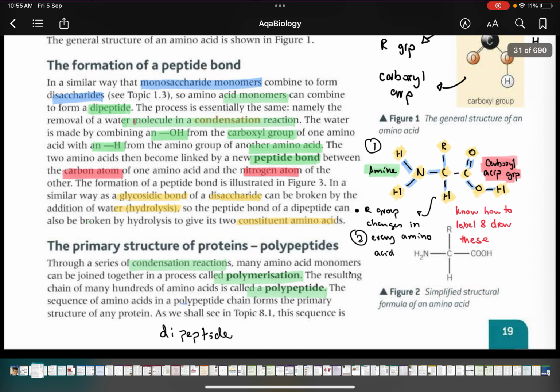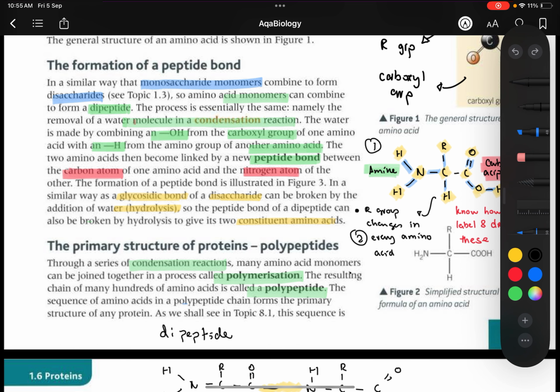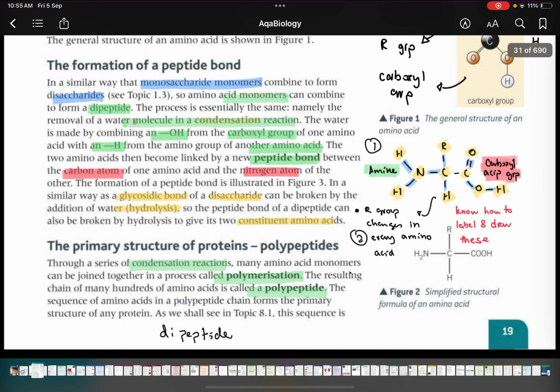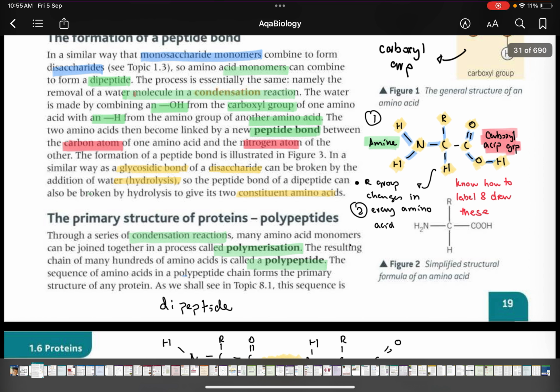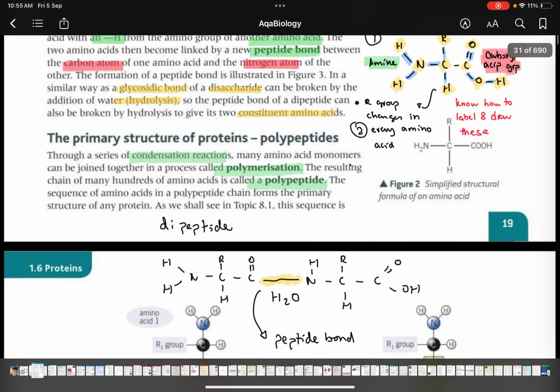So unlike carbohydrates where we had a glycosidic bond, here the name is called a peptide bond, between the carbon atom and the nitrogen atom. So it would essentially be between here and here. Right there. Perfect. So the formation of a peptide bond is illustrated in figure 3. In a similar way as the glycosidic bond of a disaccharide can be broken by the addition of water, the peptide bond of a dipeptide can also be broken by hydrolysis to give its two constituent amino acids.